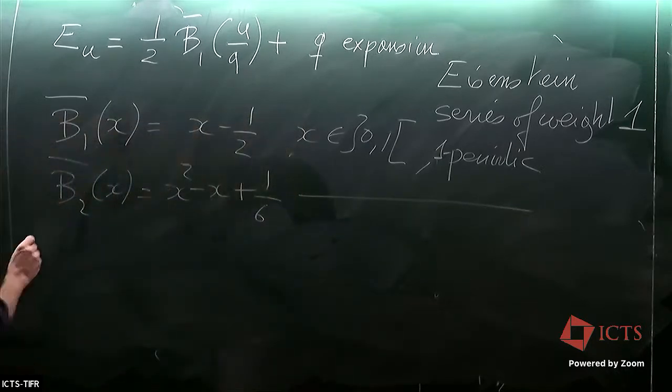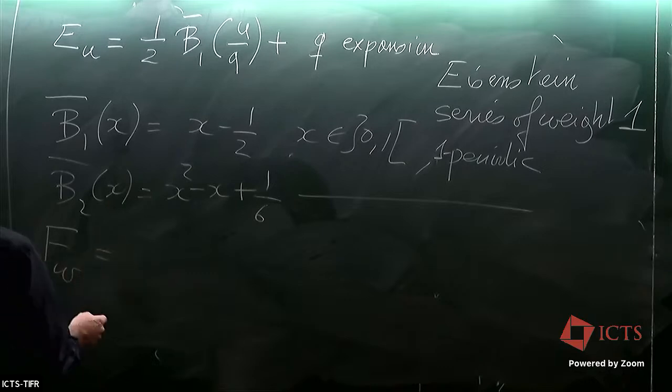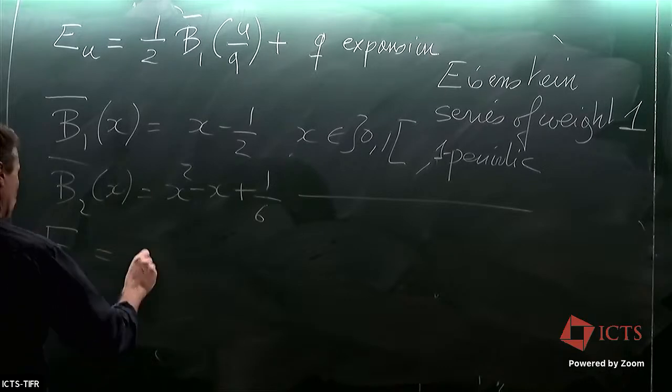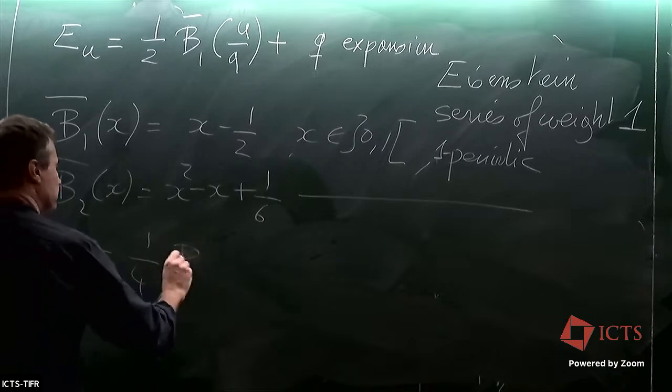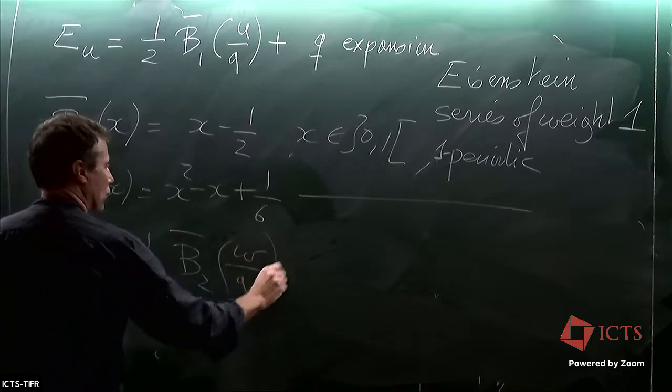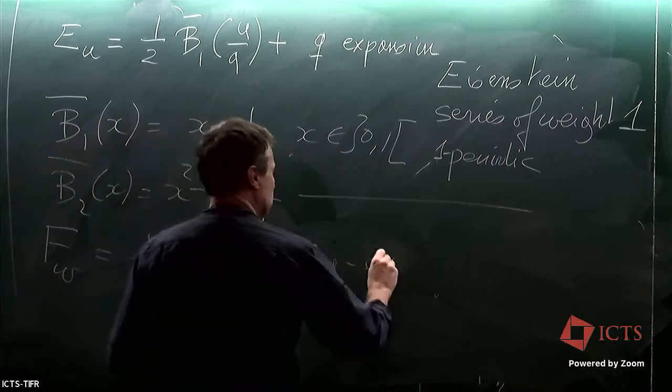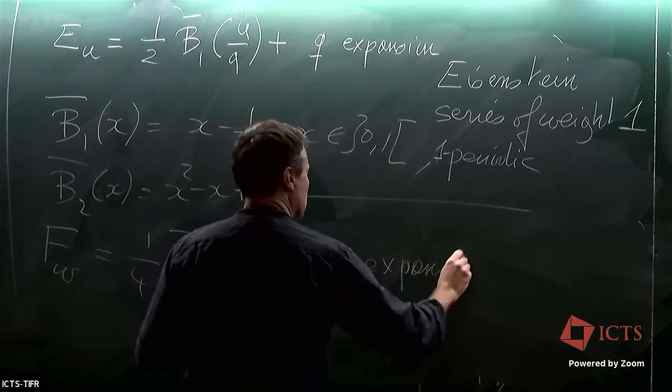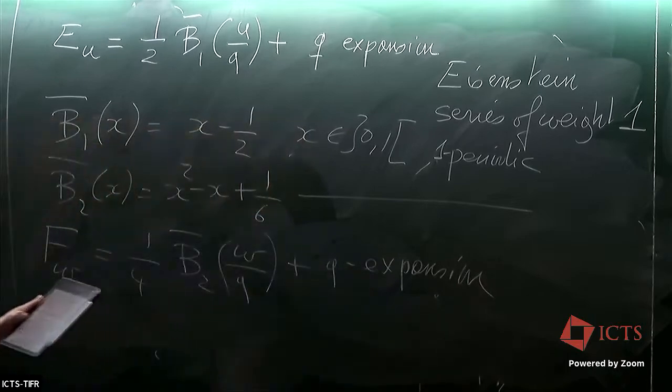And for W in F_Q star modulo plus or minus one, you have E_W, which is 1/4 of B2 bar of W over Q plus q-expansion. This is a modular form of weight two.